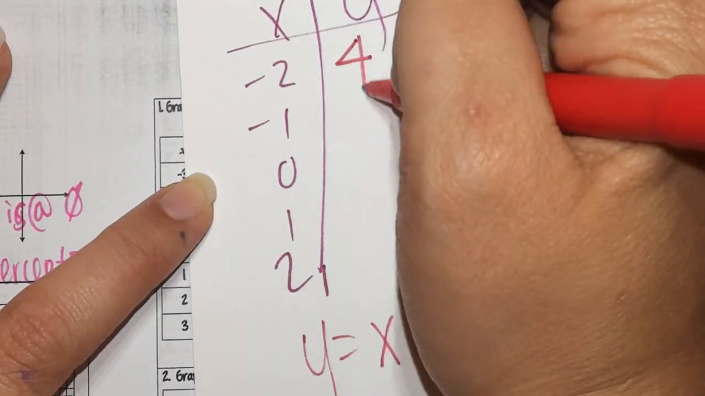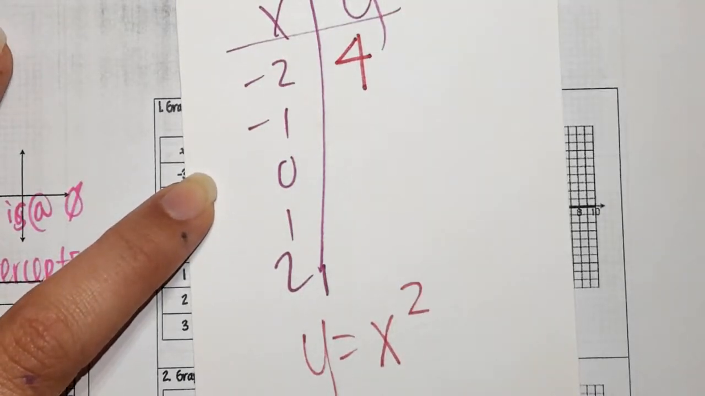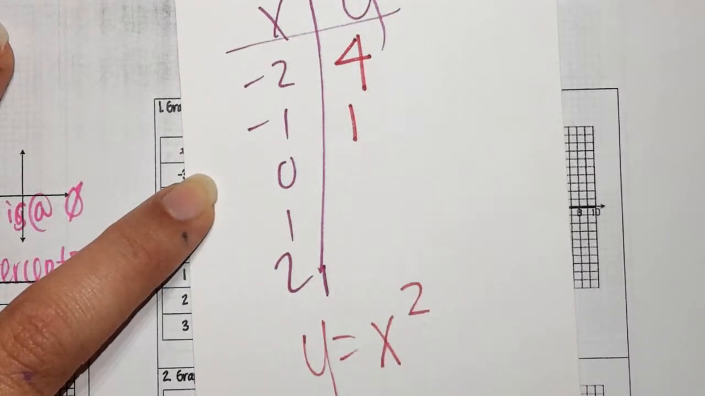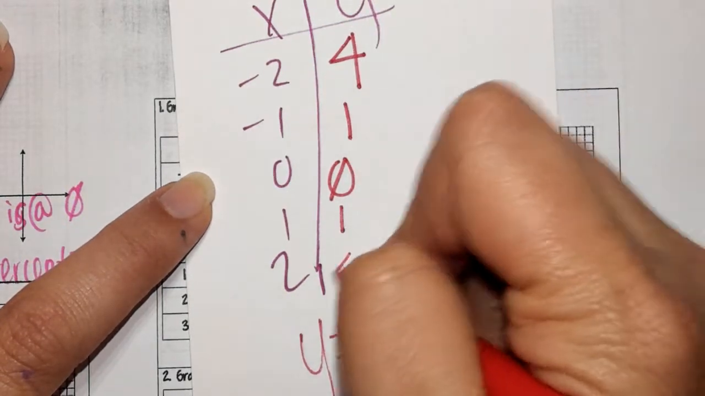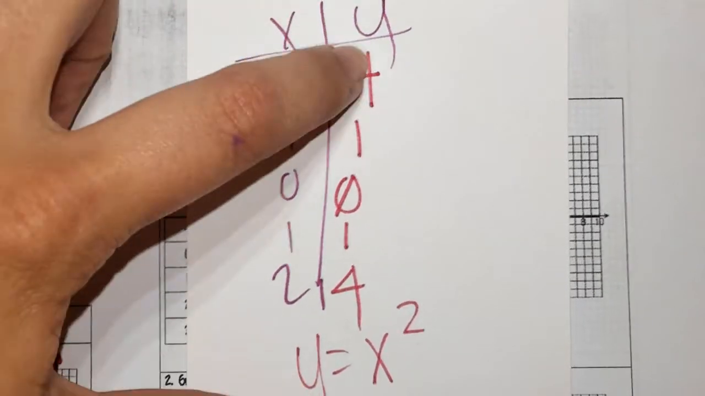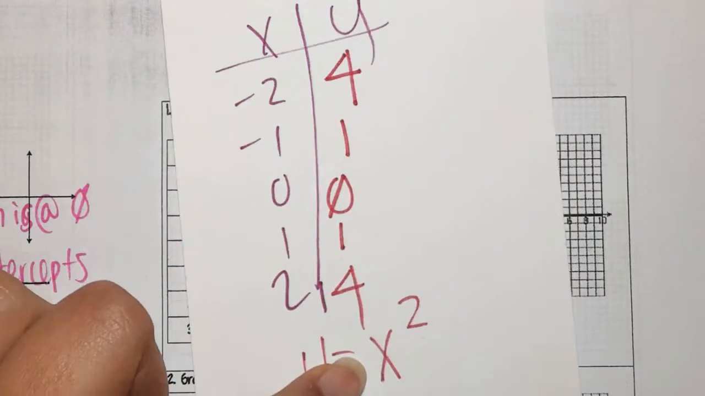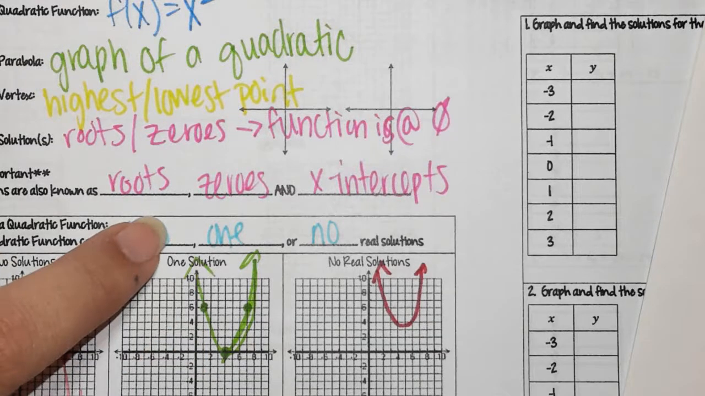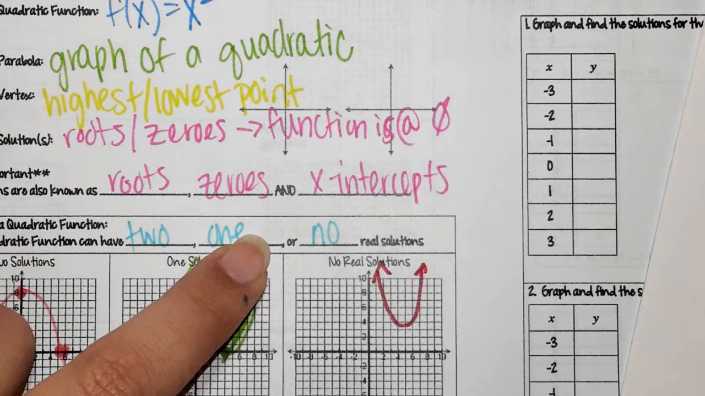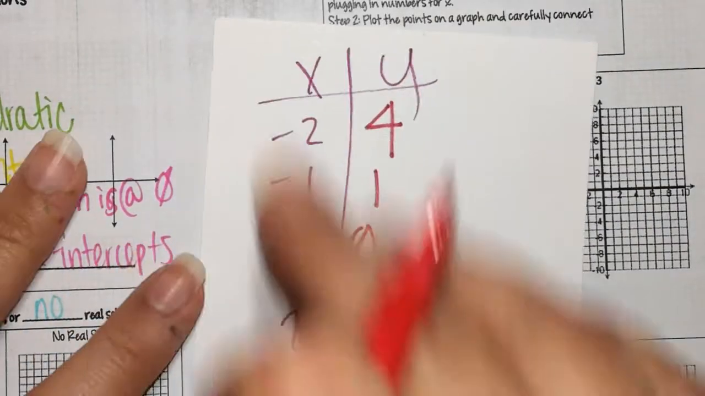X times x. So if I plug in -2, what's -2 squared? 4. What's -1 squared? 1. What's 0 squared? 0. What's 1 squared? What's 2 squared? 4. Now, do you see how it goes down and then back up? Do you notice how on our graphs over here, it goes down and then back up? That's what it does. Your numbers are going to repeat, so keep that in mind.